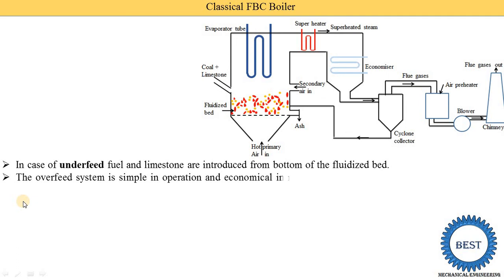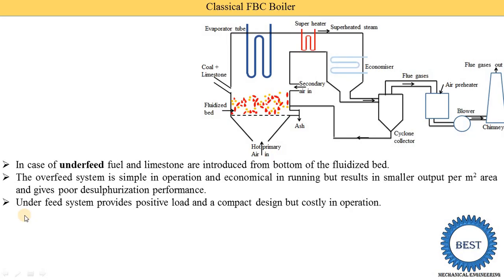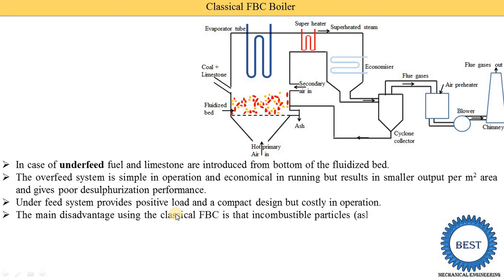The overfeed system is simple in operation and economical in running, but results in a smaller output per square meter area and gives poor desulfurization performance. So the overfeed system is simple in operation and economical in running. Underfeed systems provide positive load and a compact design, but are costly in operation. So underfeed systems are costly in operation, and they provide positive loads and a compact design, means the size is smaller compared to the overfeed.